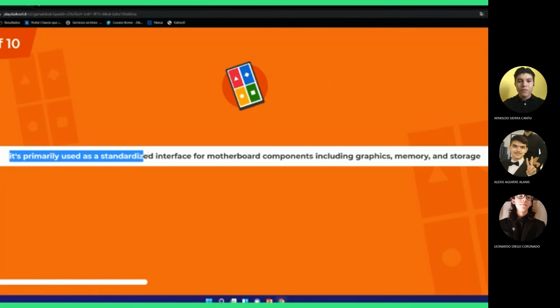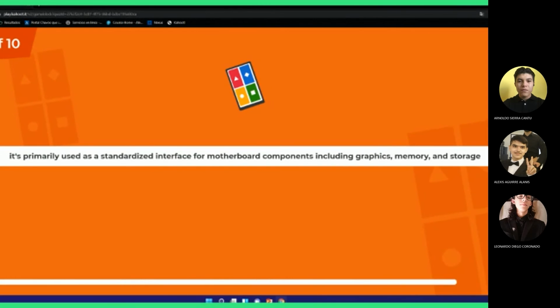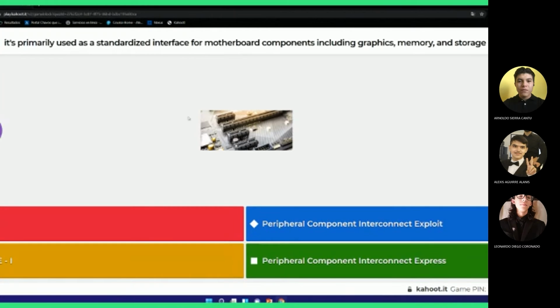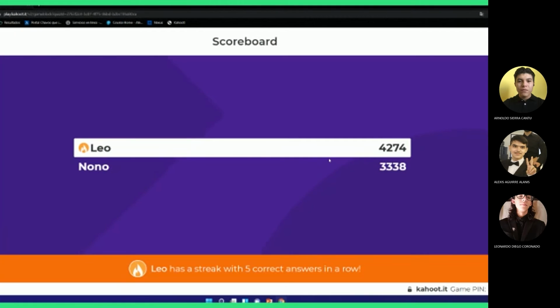It's primarily used as a standardized interface for motherboard components including graphics, memory, and storage. Yeah, it was Peripheral Component Interconnect Express, PCIe. This was confusing because it looks like explode, but it's express.